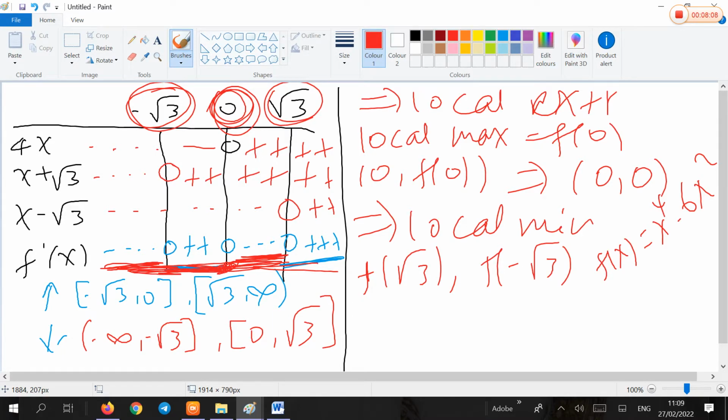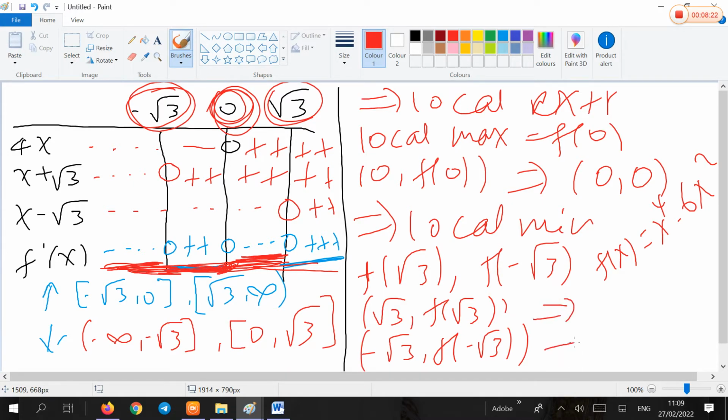so that the local minima are at square root of 3 and f of square root of 3, negative square root of 3 and f of negative square root of 3. If you substitute square root of 3 here, square root of 3 to the power of 4 is 9, since square root of 3 squared times square root of 3 squared is 3 times 3, which is 9. 9 minus 18, which is minus 9. Negative square root of 3, minus 9.